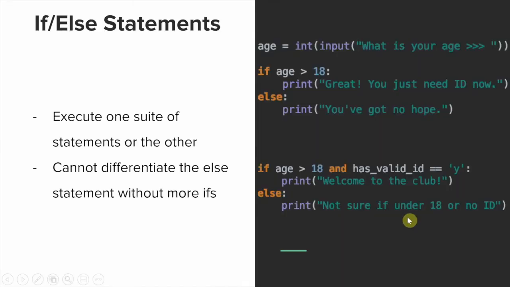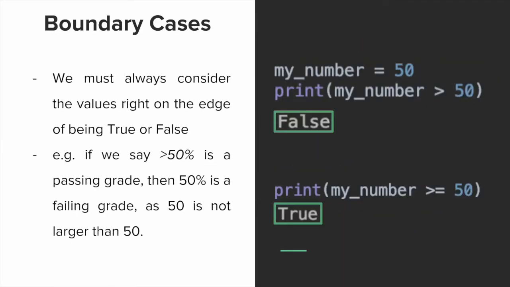Now let's add another layer of complexity to this. But before we go on to that, let's just talk about boundary cases for a second. So in this example here, my number is equal to 50 and it prints my number greater than 50, and that's false. But if the person is trying to check if it's greater than or equal to 50, that's what they need to do over here. They need to put in that extra operator to make sure that they encompass all boundary cases. And with our example as well, if we said if age greater than 18, then we're leaving out all the poor 18-year-olds who are like, well, I can still get into the club. So make sure you take into account all the boundary cases.